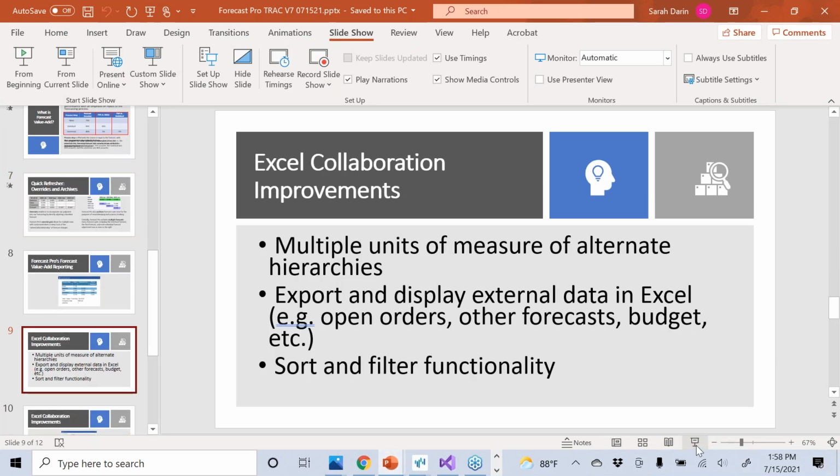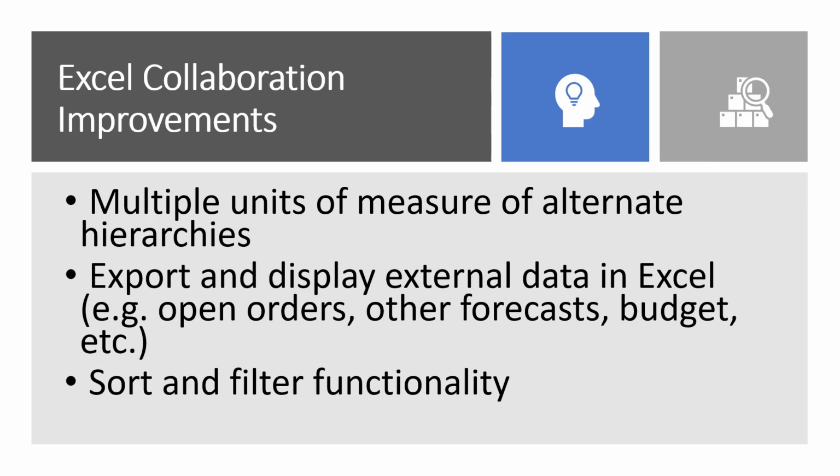So jumping back to the slides for one second, the first iteration of this Excel collaboration piece was useful, and it had some flexibility. We could do things like export the forecasts at various levels of our hierarchy, for example.